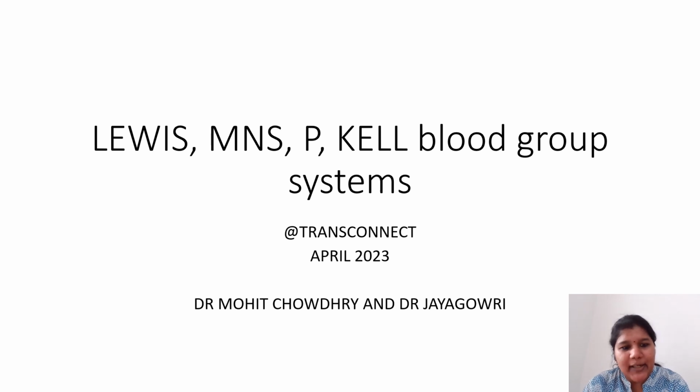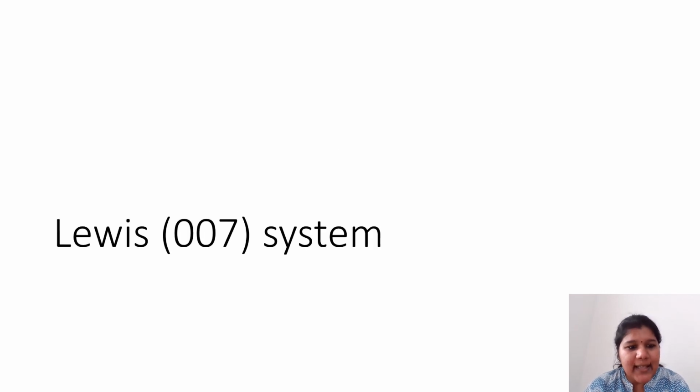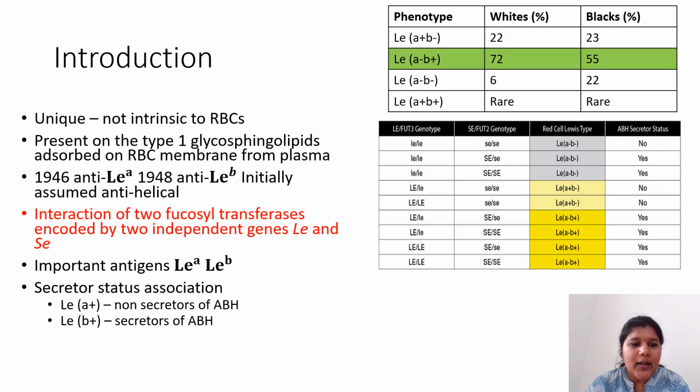In this episode, we'll be talking about Lewis, MNS, P and Kell blood group systems. So we'll begin with the Lewis system. Lewis system is so special that it is not intrinsic to the RBCs. It is present on the type 1 glycosphingolipids that are then adsorbed on the RBC membrane from the plasma. It was initially discovered in the year 1946.